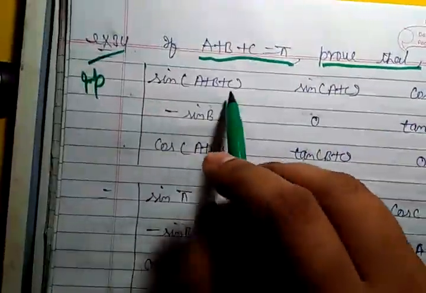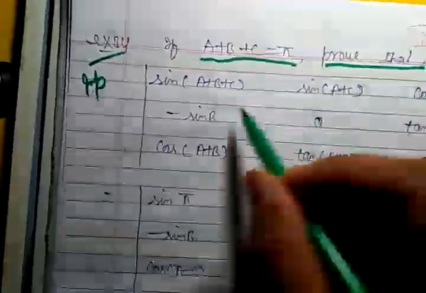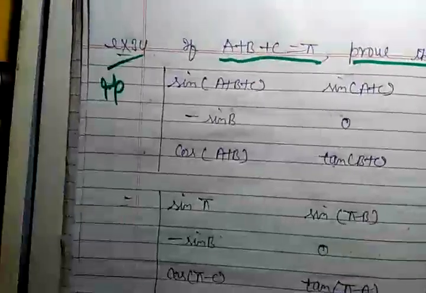Okay, so prove that. We have to prove that the value of the determinant with rows sine(a plus b plus c), sine(a plus c), cos c; minus sine b, 0, tan a; cos(a plus b), tan(b plus c), 0 equals how much? You have to solve it, equal to 0.